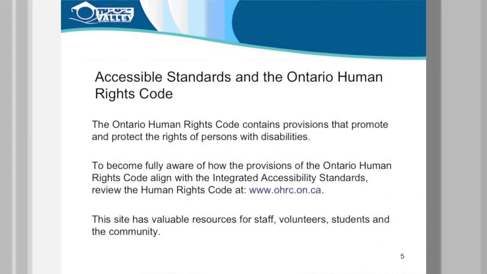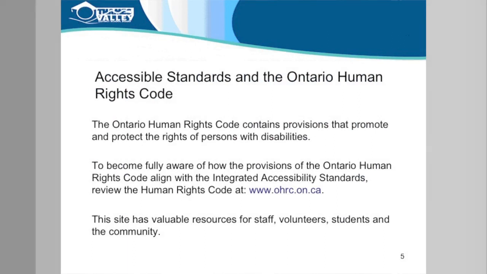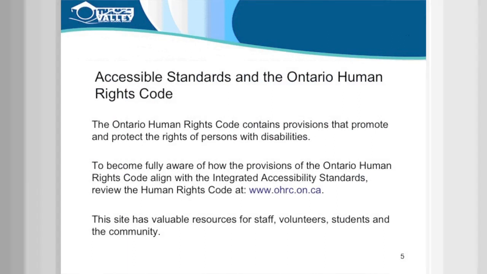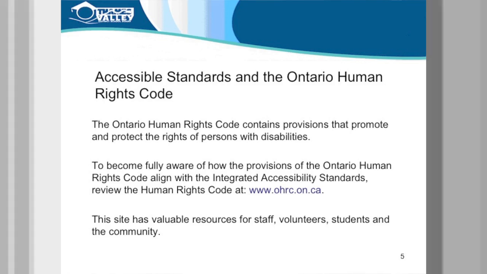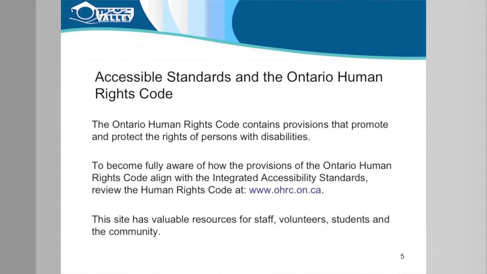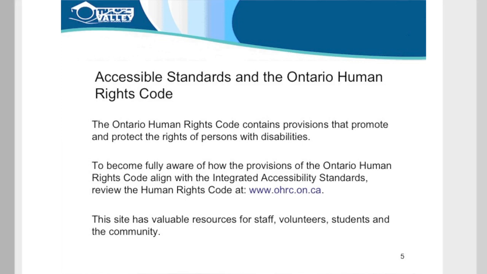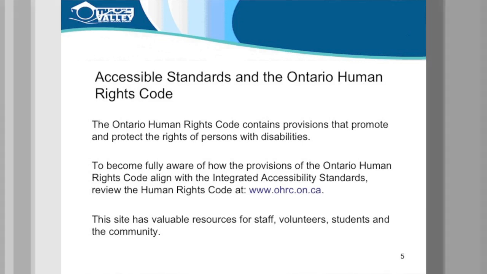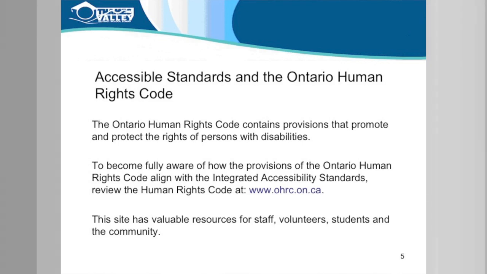The Ontario Human Rights Code contains provisions that promote and protect the rights of persons with disabilities. To become fully aware of how the provisions of the Ontario Human Rights Code align with the Integrated Accessibility Standards, review the Human Rights Code at www.ohrc.on.ca. This site has valuable resources for staff, volunteers, students, and the community.